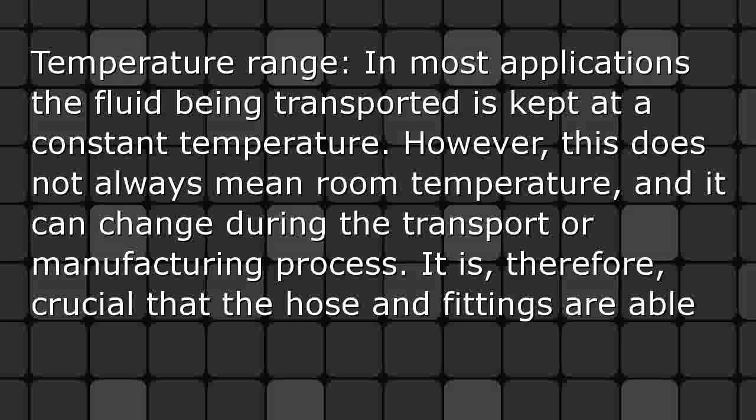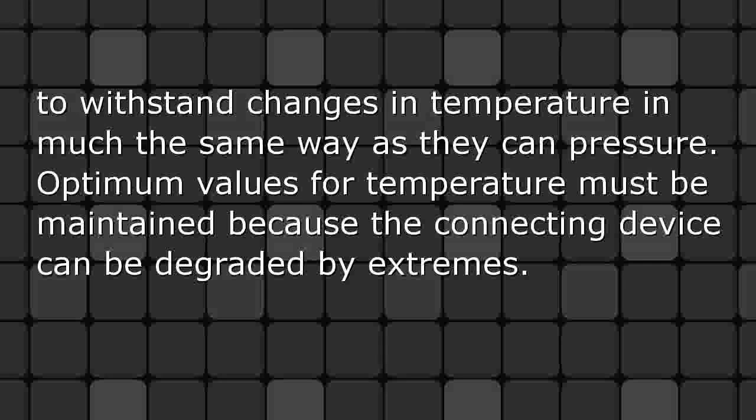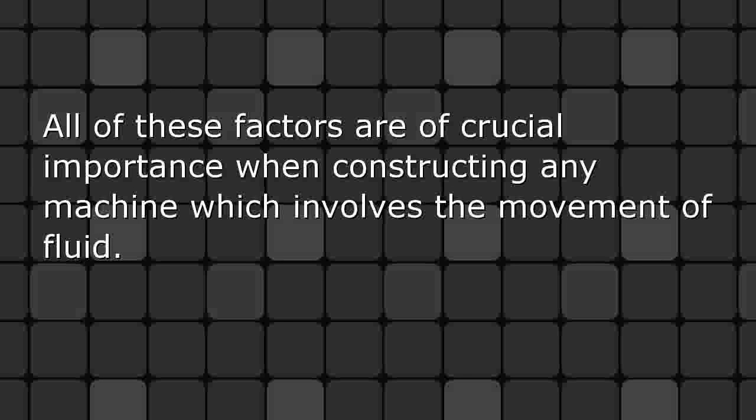Temperature range. In most applications, the fluid being transported is kept at a constant temperature. However, this does not always mean room temperature, and it can change during the transport or manufacturing process. It is, therefore, crucial that the hose and fittings are able to withstand changes in temperature in much the same way as they can pressure. Optimum values for temperature must be maintained because the connecting device can be degraded by extremes. All of these factors are of crucial importance when constructing any machine which involves the movement of fluid.